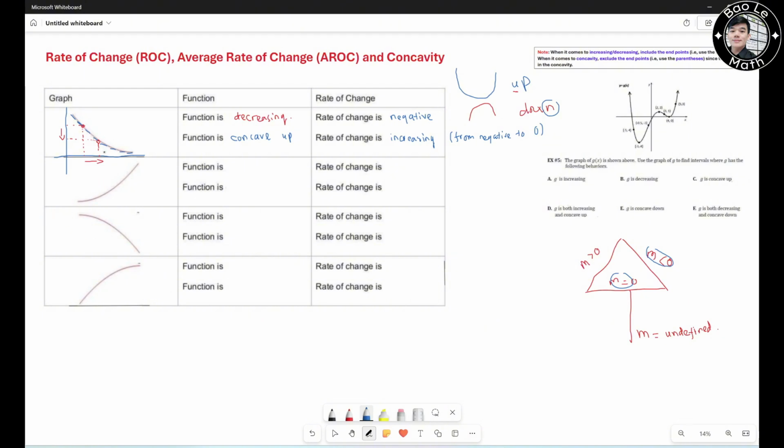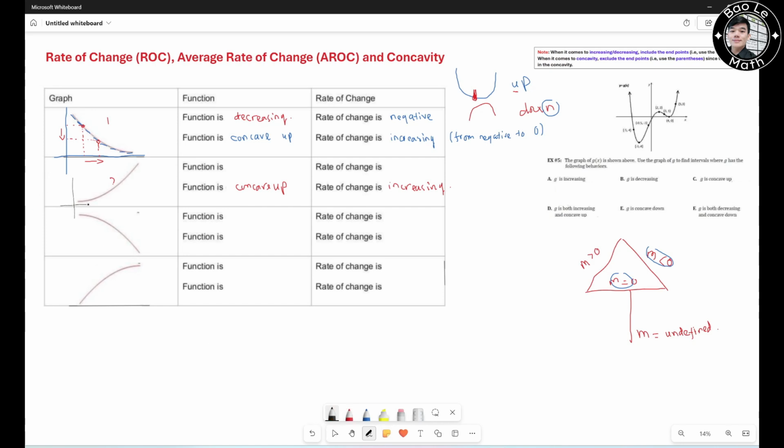Now, next one, the second one right here. If you observe, you see that the first two right here, this is the left half and the right half. I cut this one in half. The left half, which is this one. The right half, which is this one right here. You see that? In this situation, the function is still concave up. If the function is concave up, the rate of change is increasing.